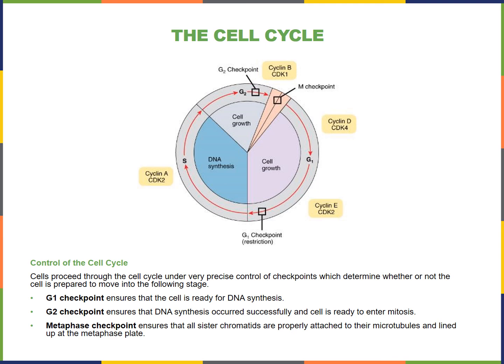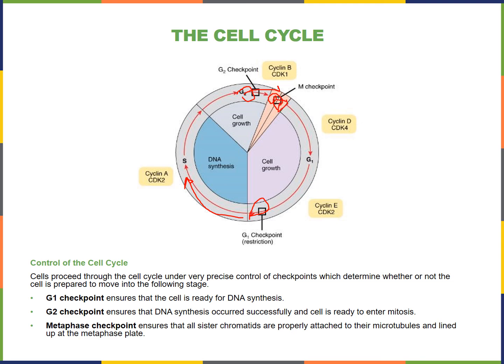Again, this is just to show you the control of the cell cycle. The cells proceed through the cell cycle under very precise control of checkpoints, which determine whether or not the cell is prepared to move into the following stage. So you always visit a checkpoint to make sure we're going from G1 to the S phase, and from G2 to the mitotic phase, and then in the middle of the mitotic phase.